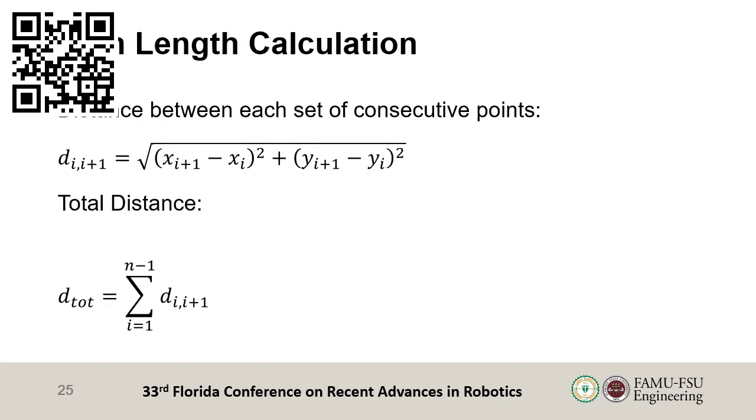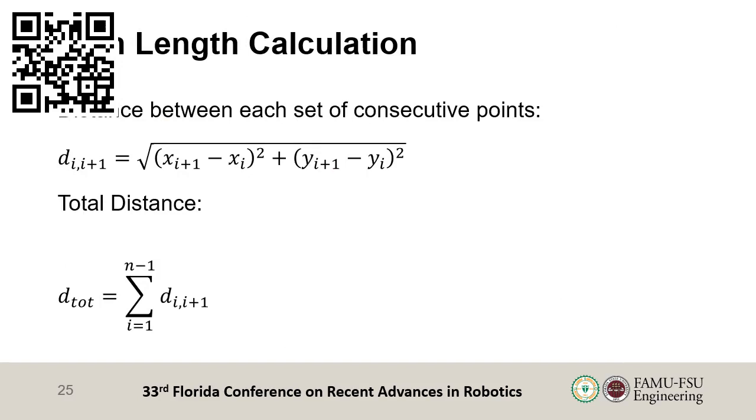The path length was determined by calculating the distance between each consecutive pair of points. To calculate the change in position from the current point in the path to the next point in the path, subtract the x and y coordinates of the current point from the x and y coordinates of the next point.